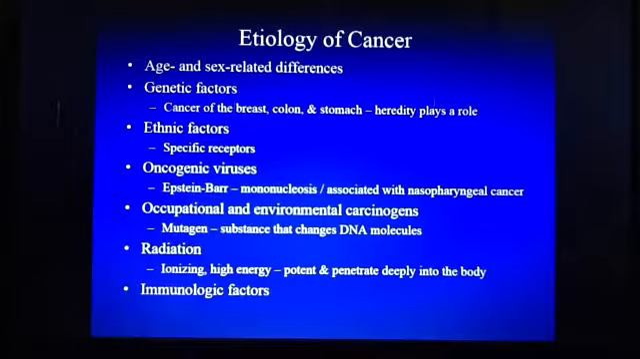Then there are ethnic factors, specific receptors, oncogenic viruses, such as the Epstein-Barr virus, which could lead to mononucleosis or be associated with nasopharyngeal cancer. Then there are occupational and environmental carcinogens, and these we would call mutagens, and these are substances that change DNA molecules. Then we should think about radiation, and radiation is ionizing, high energy, potent, and penetrates deeply into the body. And then there are immunologic factors.